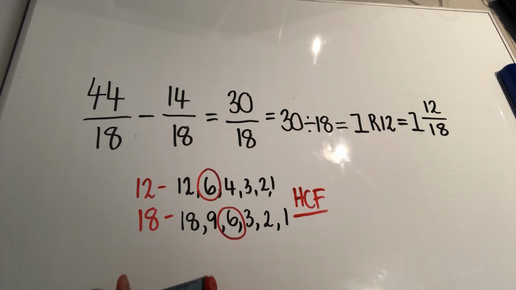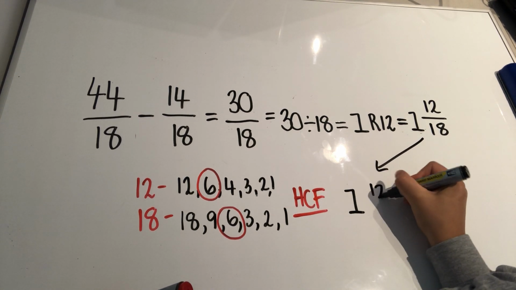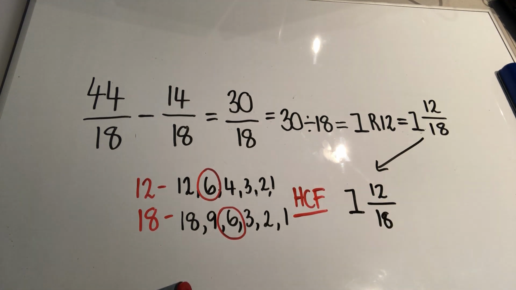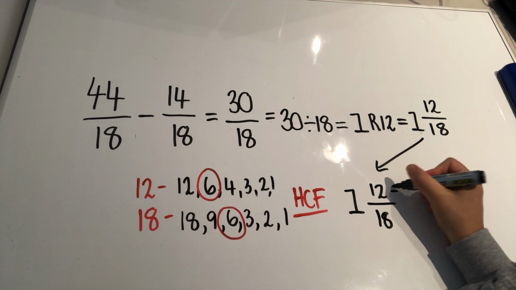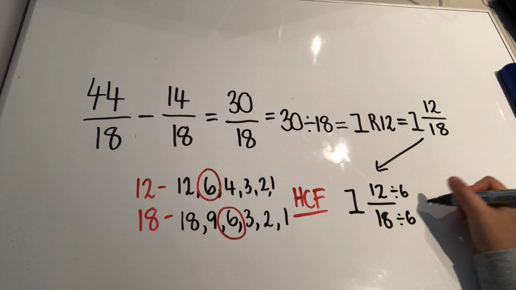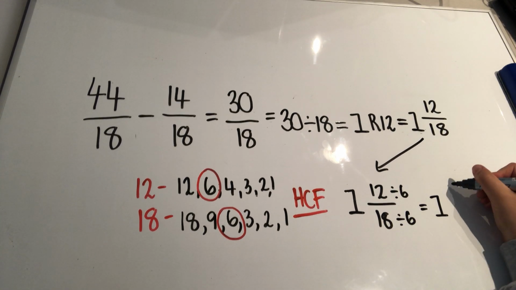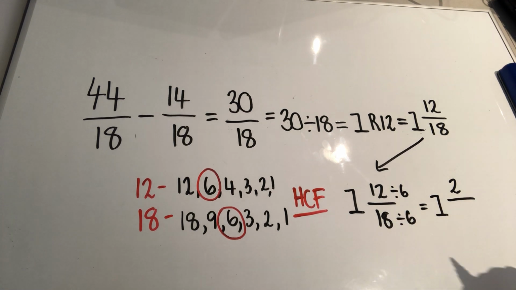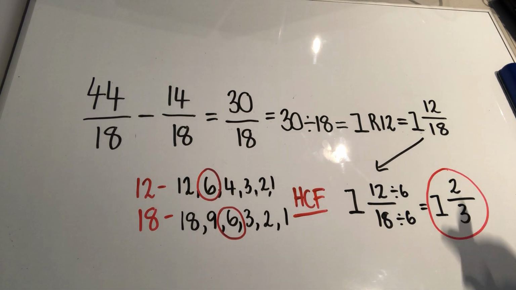So remembering, once we get to this stage, we have 1 and 12/18. We divide our numerator and denominator by our highest common factor, which is 6. So it's the same as saying, how many times does 6 go into 12? It goes into it twice. How many times does 6 go into 18? 3 times. So our answer in a mixed fraction form, in its simplest form as well, is 1 and 2/3.